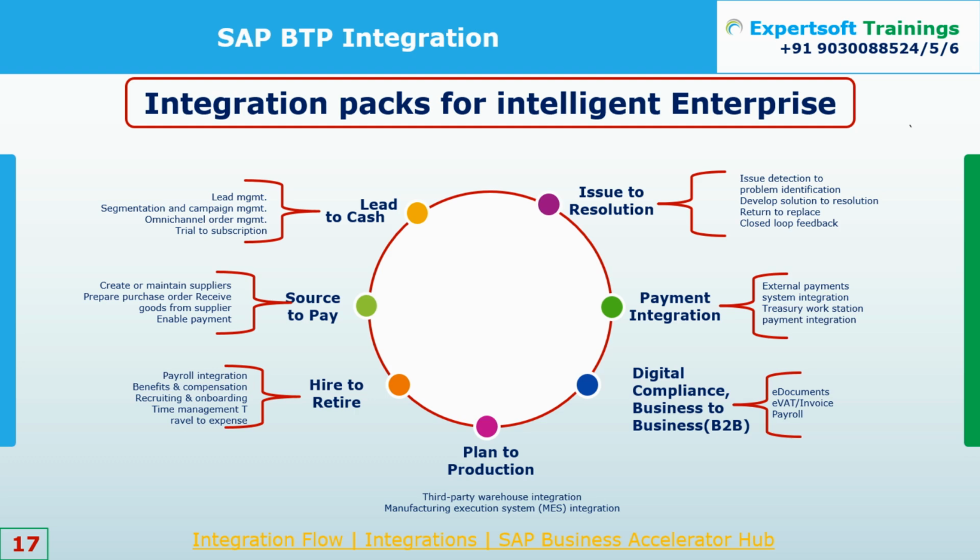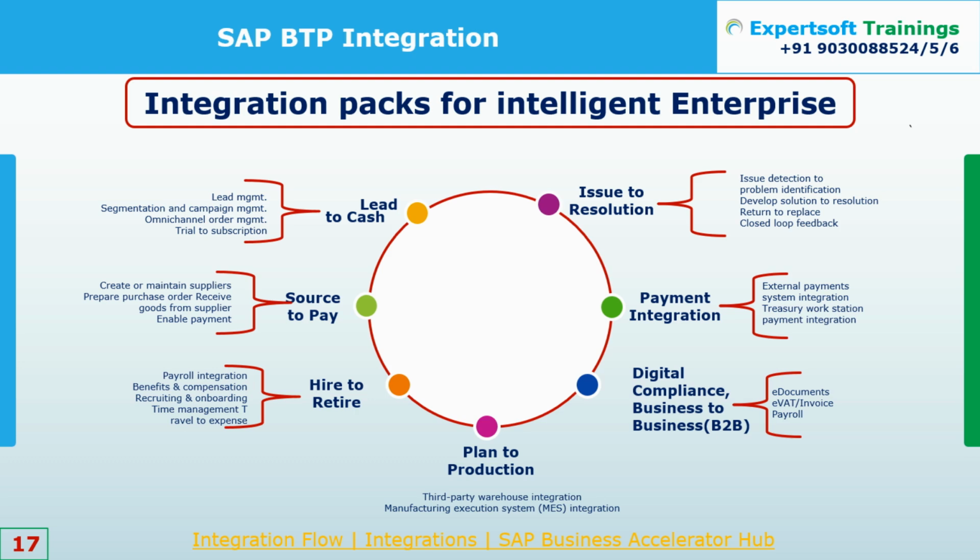So these are different processing areas of SAP. This is how we are taking integrations into the intelligent enterprise, like lead to cash, source to pay, hire to retire. So this is of the HR. Source to pay is some functional related procurement side, and lead to cash, issues to resolution, payment integration, digital component, that we are not covering here.